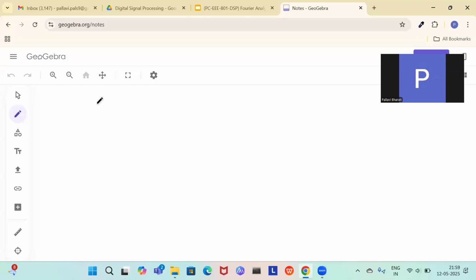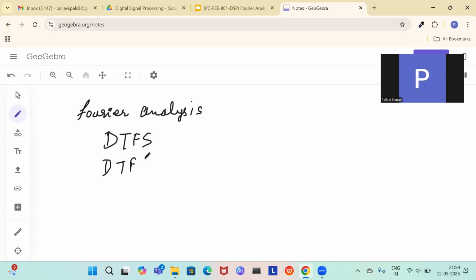So the first thing that is given in your syllabus is Fourier analysis. So there can be a short definition which you might be asked, like what is Fourier analysis? But this may or may not be asked. But after this, we also did DTFS and DTFT. And today what we are going to do is DFT.